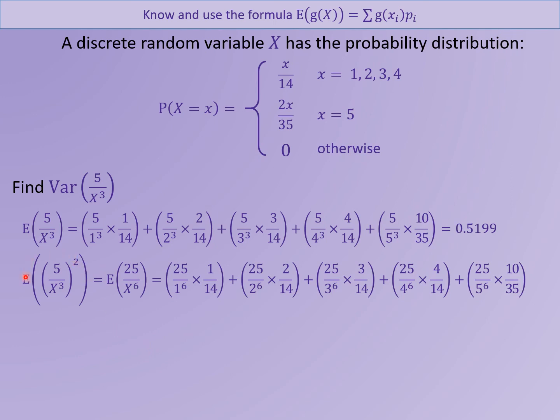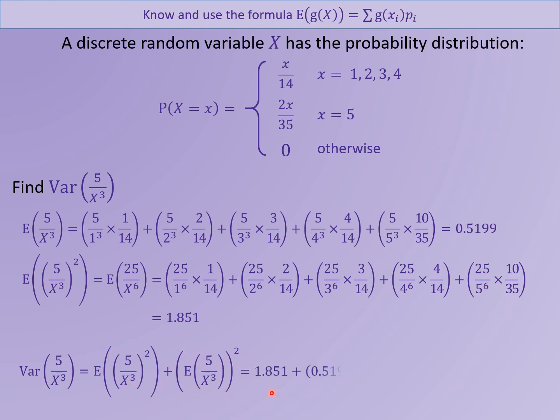Okay, so what have I got? Well, I've got the expected value of the function squared, and I've just got the expected value of the original function. So what I can do now, as the answer to that bit, I can work out the variance. So that's the expected value of the function squared, so that's there, minus the expected value originally squared. So there we go, put those two numbers in and got an answer out of 1.581.